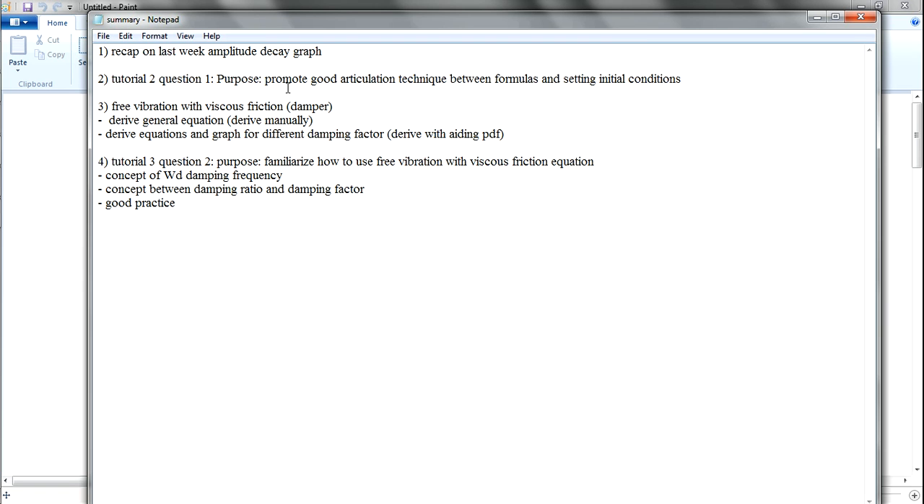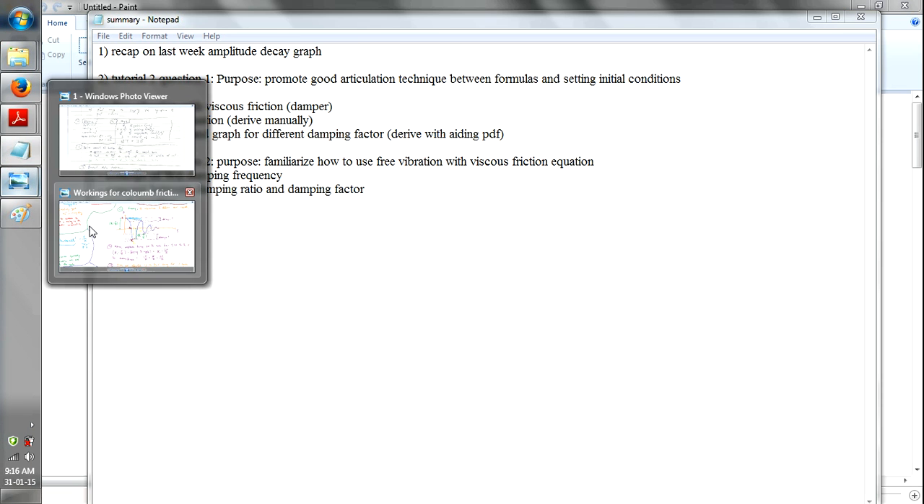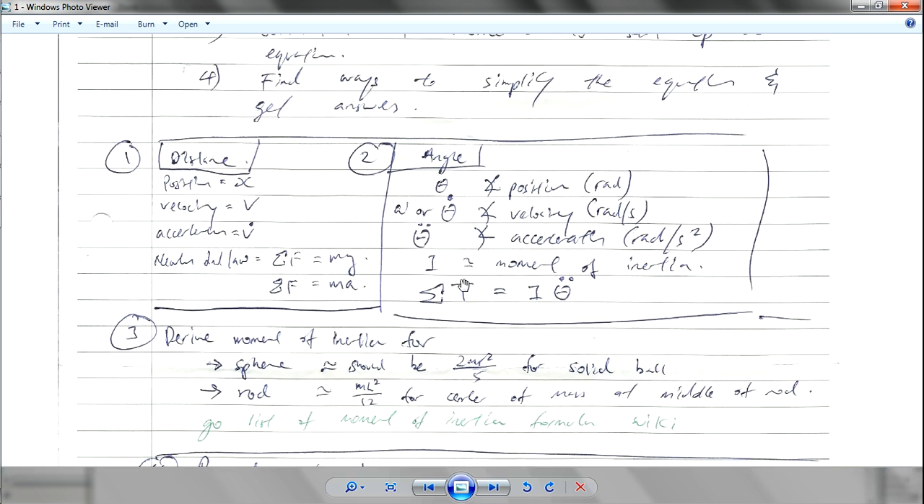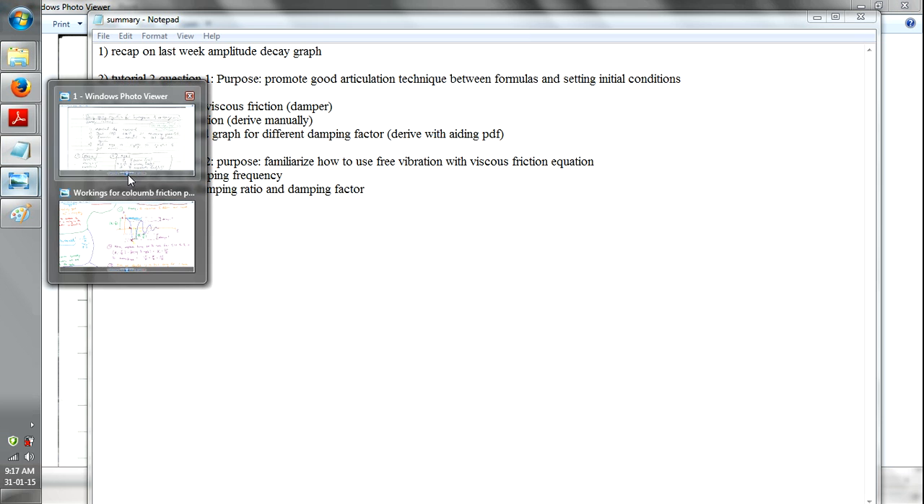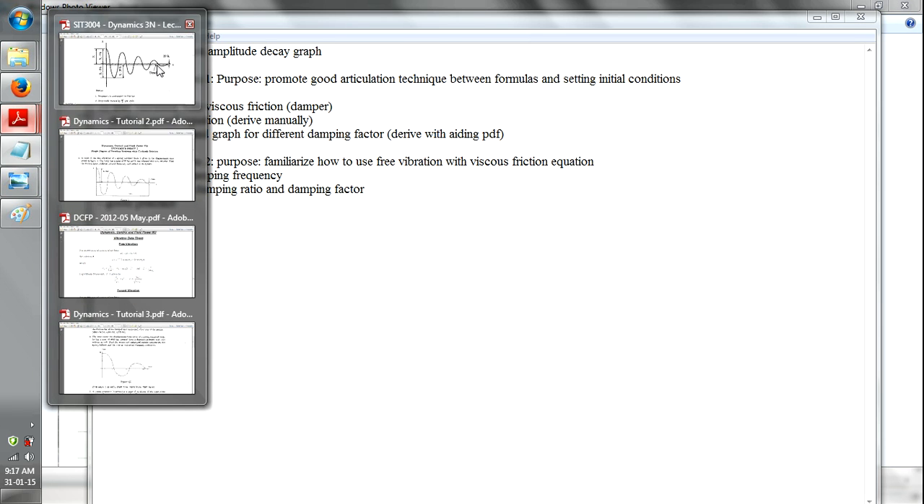So the purpose itself is to promote group articulation technique between formulas and setting initial conditions. So you remember this thing we're talking about, the summary of dealing with all these things. We have to know the necessary parameters. This is the portion that is trying to strengthen our understanding of this portion. So therefore, yeah, let's start.